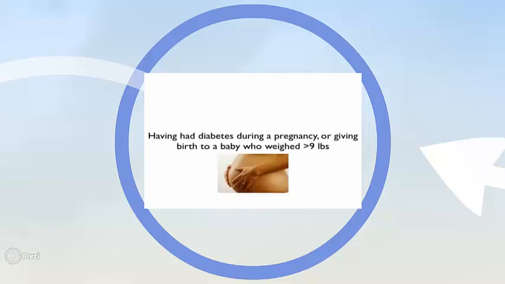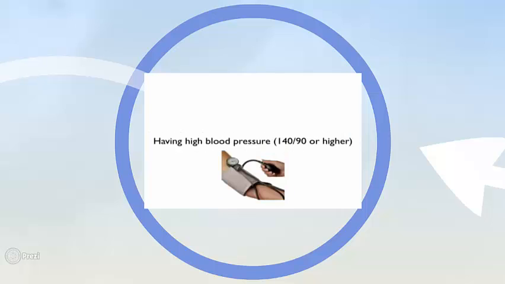And for women, if you've had diabetes during your pregnancy or gave birth to a baby that weighed greater than 9 pounds, you have an increased risk of developing it after the pregnancy or years down the road. Some women actually, if they develop diabetes during the pregnancy, it stays with them post-pregnancy.